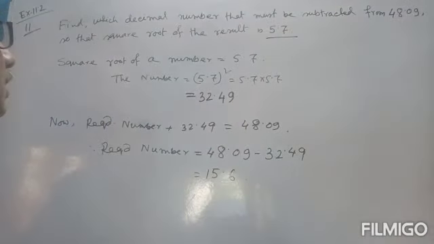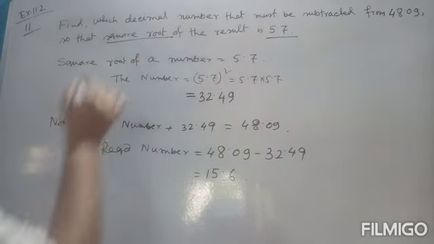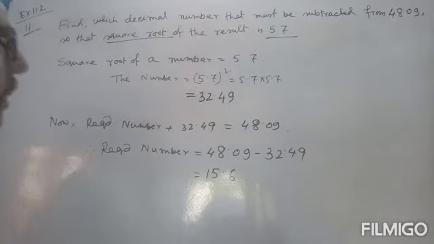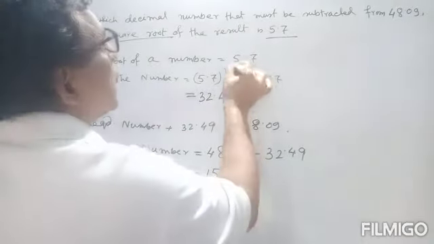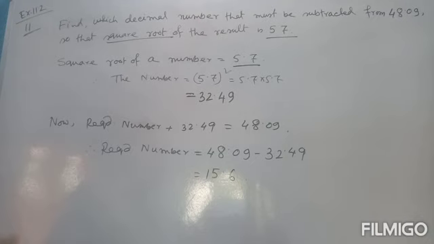This one. So the square root of a number is given. Here it is given, square root of a number. Finally we get the final answer 5.7. The square root of a number is 5.7. Therefore the number will be the square of this number. If the square root of a number is 2, then what is the value of the number? Obviously 2 square, 4. If the square root of a number is 5, then what is the number? 5 square, that is 25.